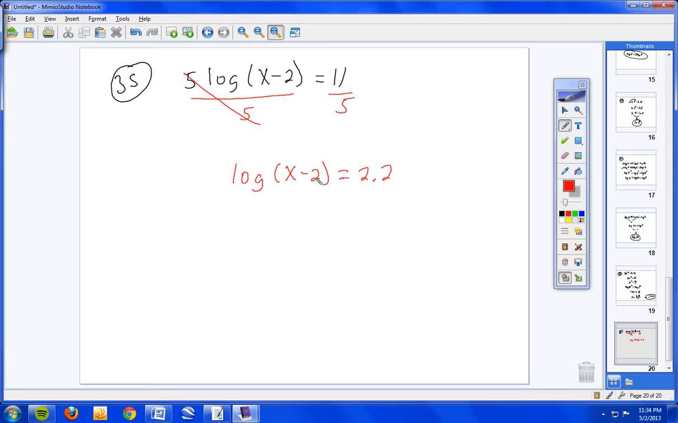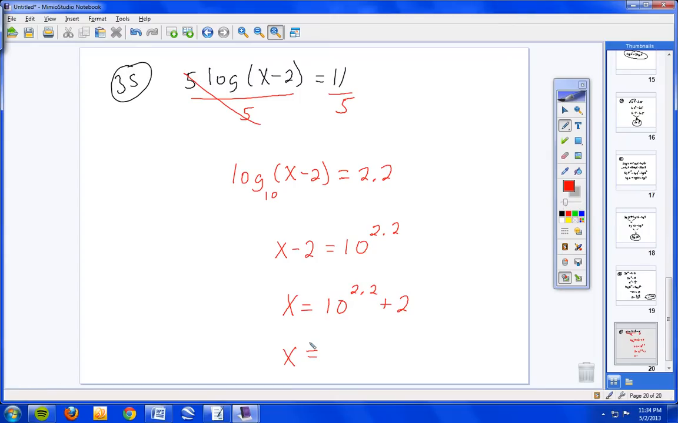And now, once you've isolated the log, you just want to go ahead and write it exponentially. So what is your base here, even though you can't see it? So 10. So if I write it exponentially, it's x minus 2 equals 10 to the 2.2 power, correct? And now x is not by itself. We have to add 2 to both sides. So x equals 10 to the 2.2 plus 2. So type that whole thing into your calculator and you'll have your answer.